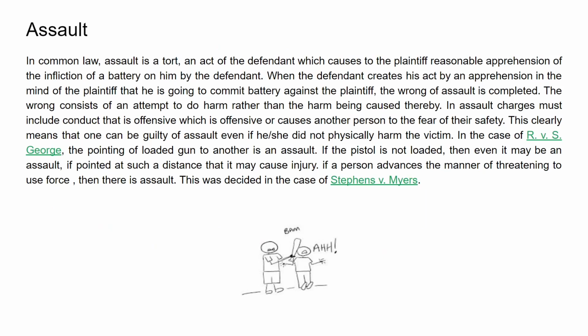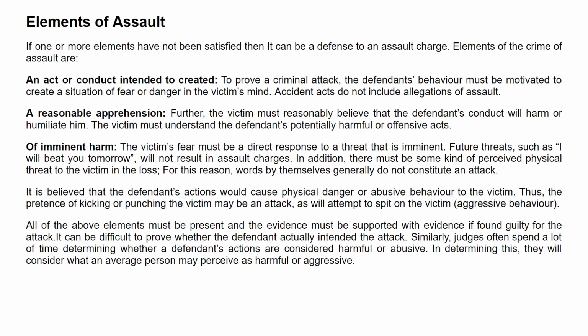This was decided in the case of Stevens v. Myers. Elements of assault. If one or more elements have not been satisfied, then it can be a defense to an assault charge. The elements of the crime of assault are an act or conduct intended to provoke a criminal attack. The defendant's behavior must be motivated to create a situation of fear or danger in the victim's mind. Accidental acts do not include allegations of assault.